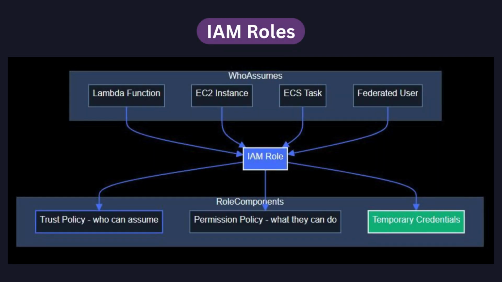IAM roles are used to grant temporary permissions to AWS services or external users without requiring long-term credentials. Instead of assigning access keys, services like Lambda, EC2, or ECS assume roles to gain access to other AWS resources. Each role includes a trust policy that defines who can assume it, and a permission policy that defines what actions are allowed. Roles are more secure and scalable, especially for service-to-service communication and cross-account access.